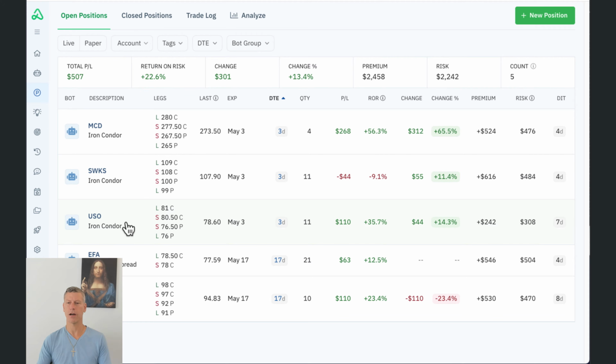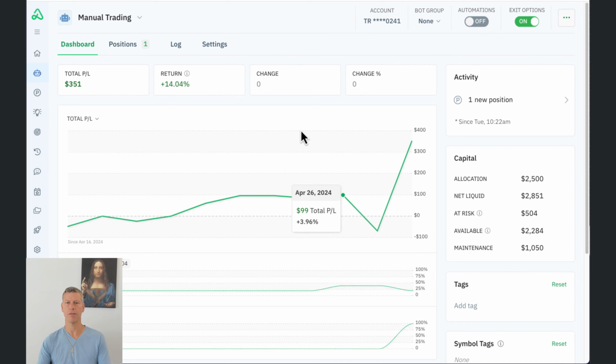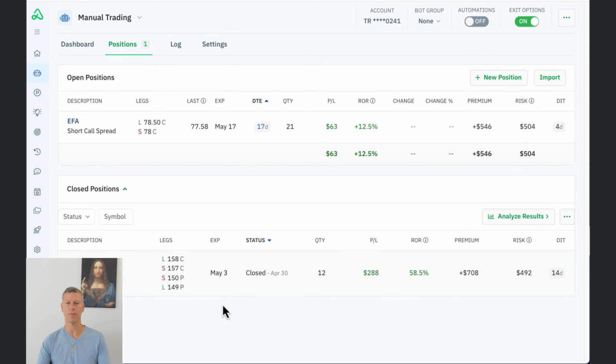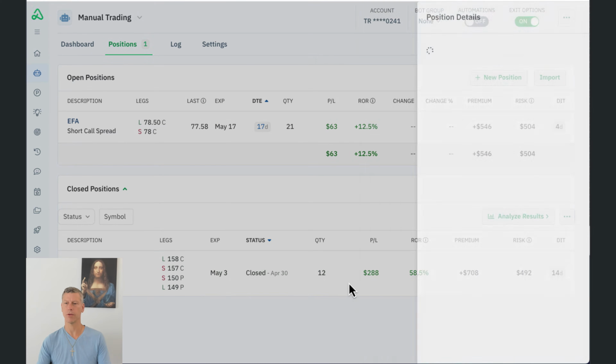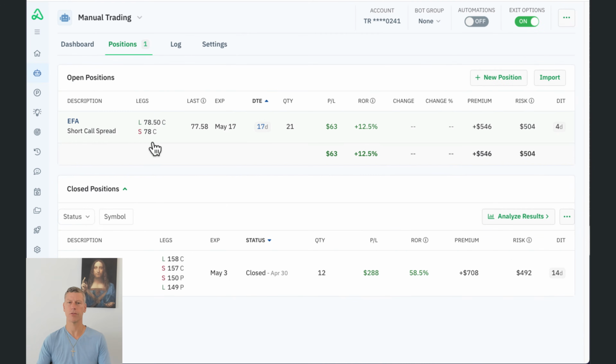This USO Iron Condor has actually had several attempts to close today. Hopefully it will close successfully before the end of the market today. And these two trades, as you can see, are working out pretty good as well so far. One other thing to catch up on, the first trade that we made, the very first video in the manual trading bot, is this XOP Iron Condor, which closed out, took down a 58.54% return on risk. It's turned out to be a good trade.